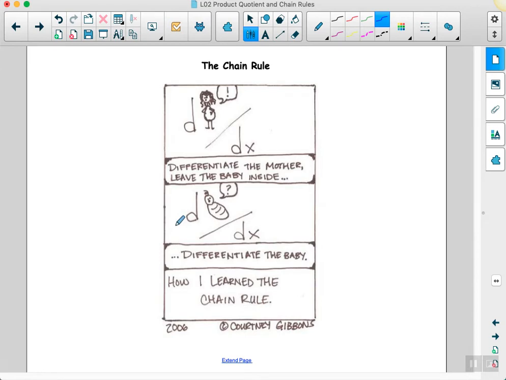And, again, this is how I talked about it in calculus. This was courtesy of Courtney Gibbons. She said when she learned this, the chain rule was differentiate the mother, leave the baby alone, and then multiply by the derivative of the baby.